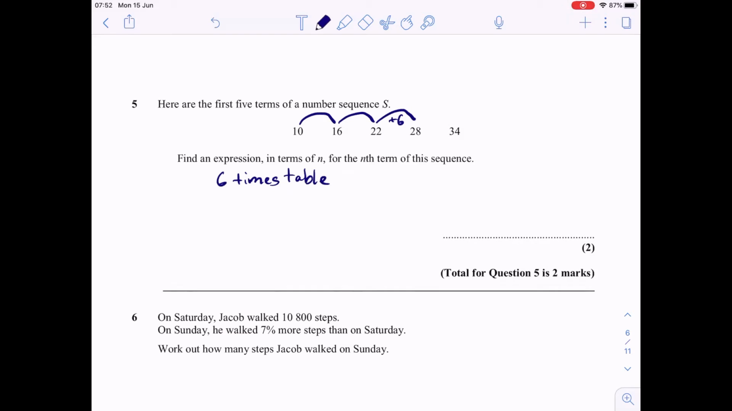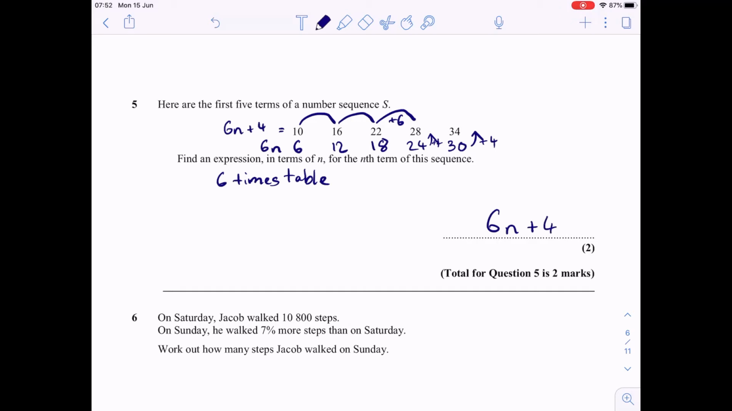Okay, so this is going to be similar to 6n. Now 6n would give me the sequence of 6, 12, 18, 24, and then 30. So how do I get from the 6n sequence to this new sequence? Well, I have to add 4 each time. Okay, so this sequence must be 6n add 4.